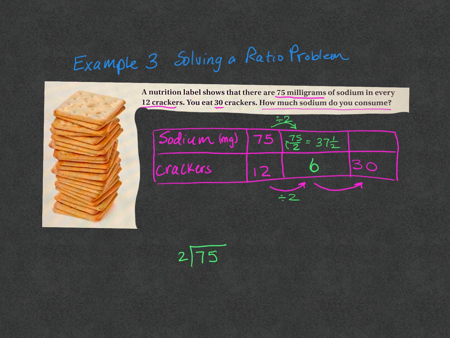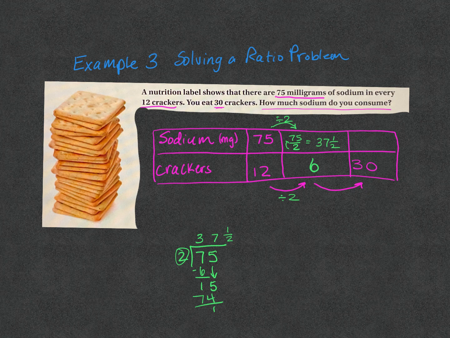2 goes into 7, 3 times, minus 6 here, I got 1, just to kind of show you. 2 goes into 15, 7 times, and I got 1 left over, so that gives me a remainder of 1, which we learned we don't put the r anymore, we put the 1, and we bring it over 2, because that's our denominator. So you see I got 37 and a half. So you could do it either way.